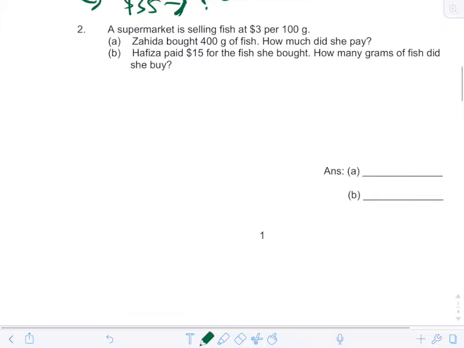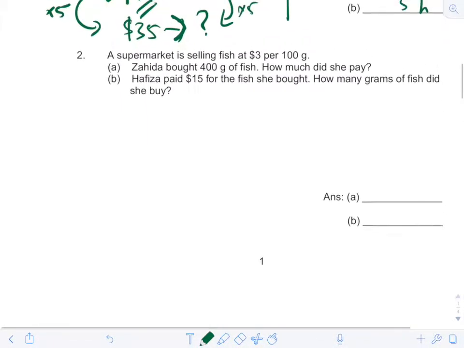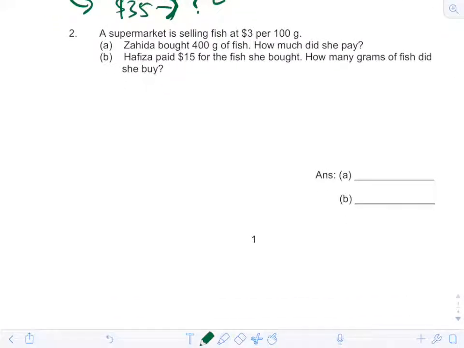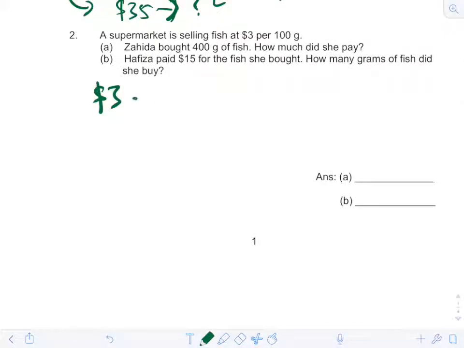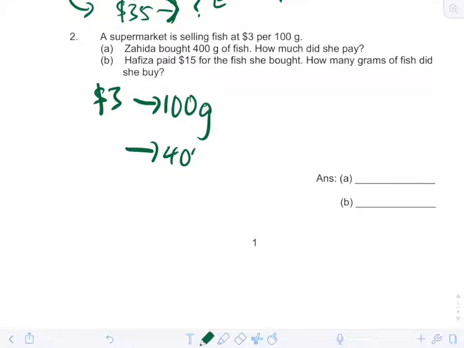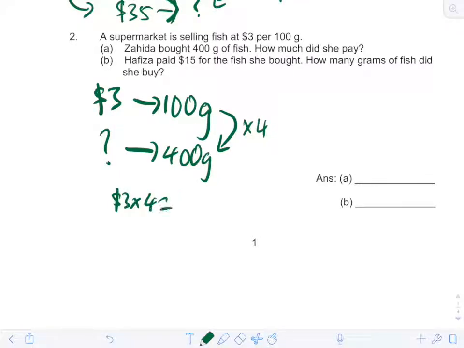Question 2. A supermarket is selling fish at $3 per 100 grams. Zahida bought 400 grams of fish. How much did she pay? Part A, Zahida bought 400 grams of fish, how much did she pay? You want to find what's 400 grams. From here to here is times 4. So the answer will be $3 times 4. You get $12. This one will be $12.